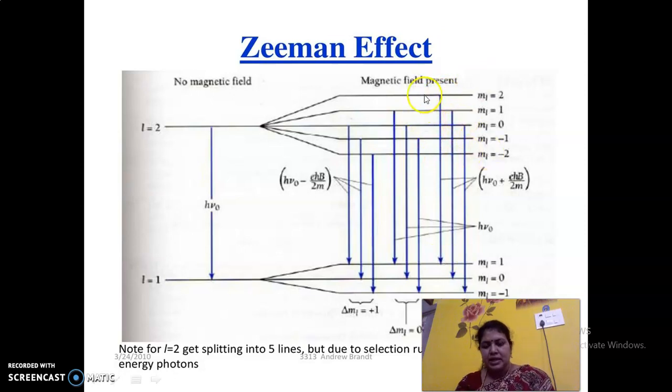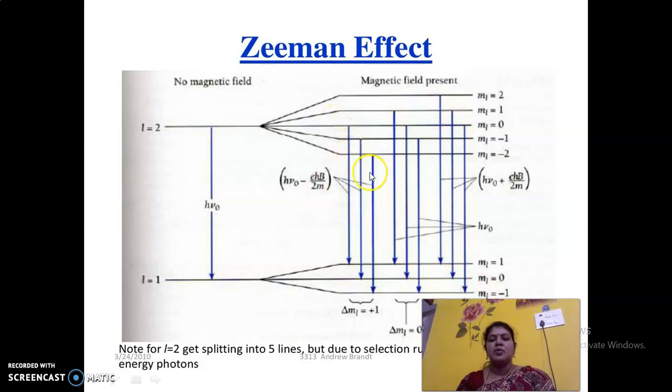Similarly, the transitions on the right, these 3, they are from 2 to 1, 1 to 0 and 0 to -1. Therefore, the del ML value will be final minus initial. So 1 minus 2 is -1, 0 minus 1 is -1, -1 minus 0 is -1. So these 3 transitions correspond to a single spectral line of del ML value -1.